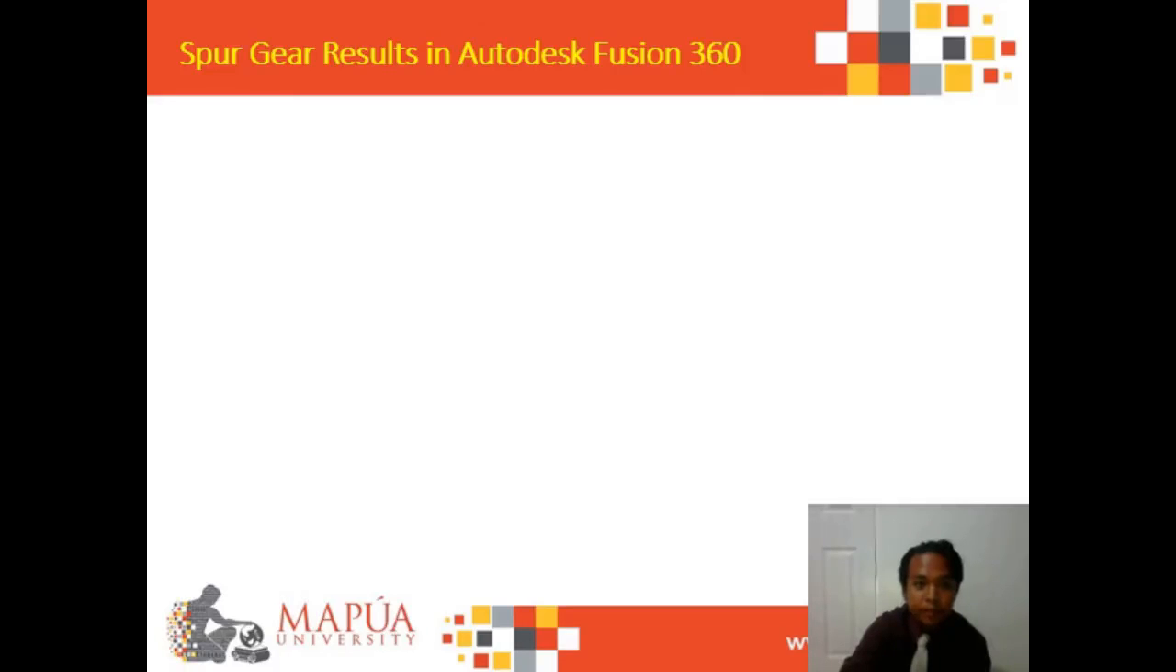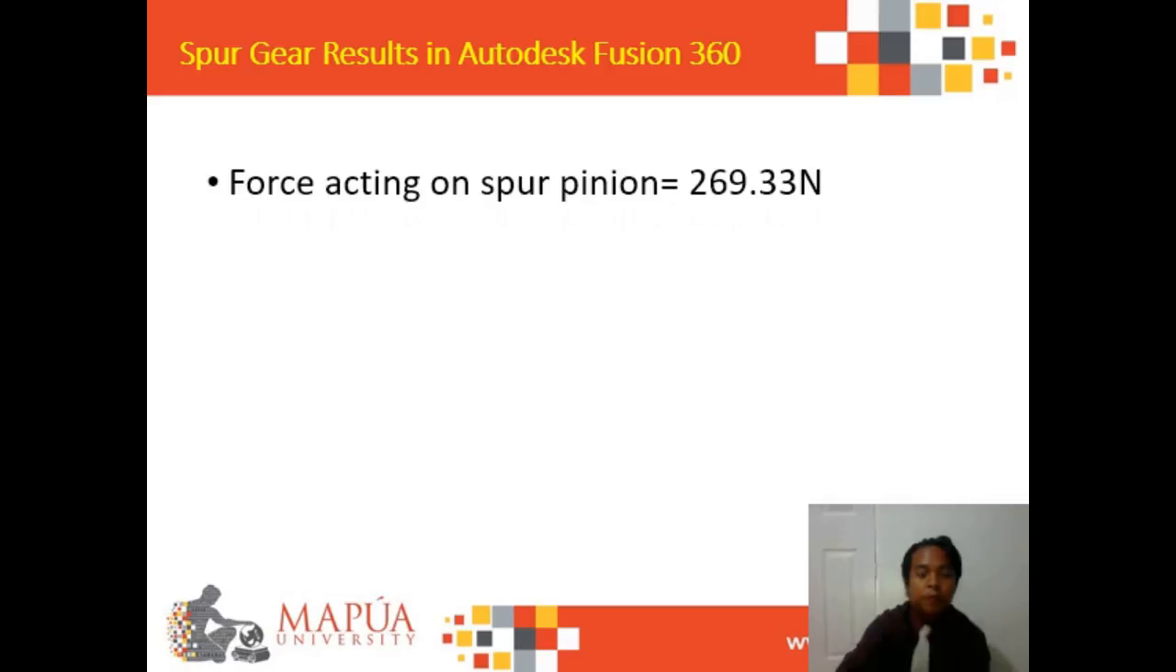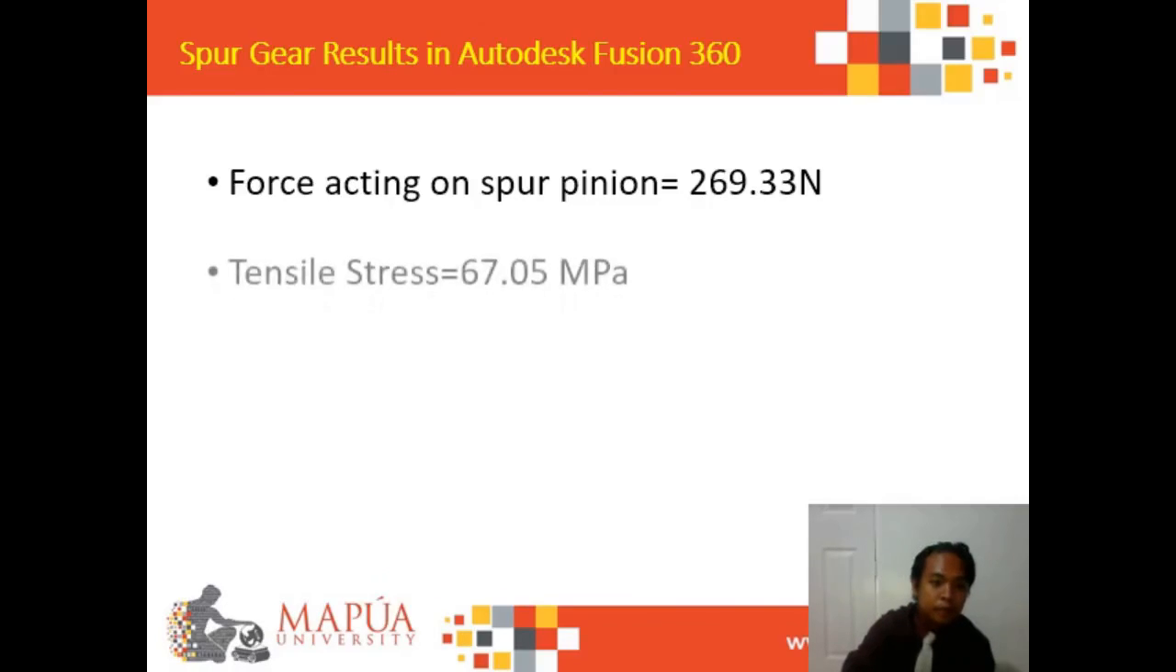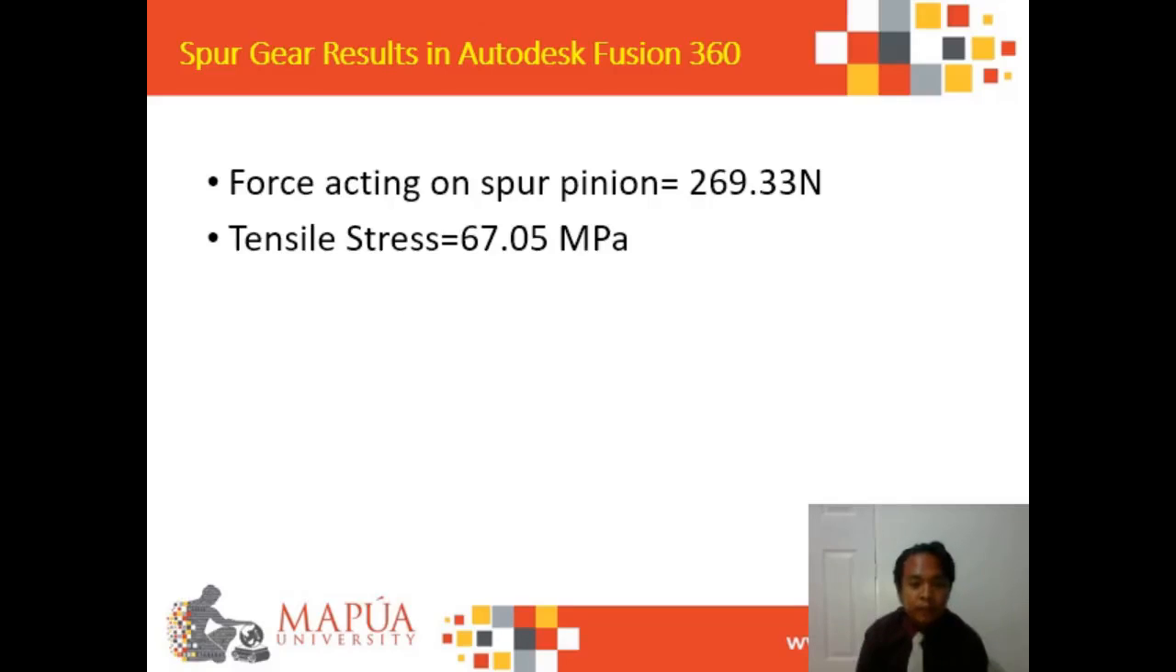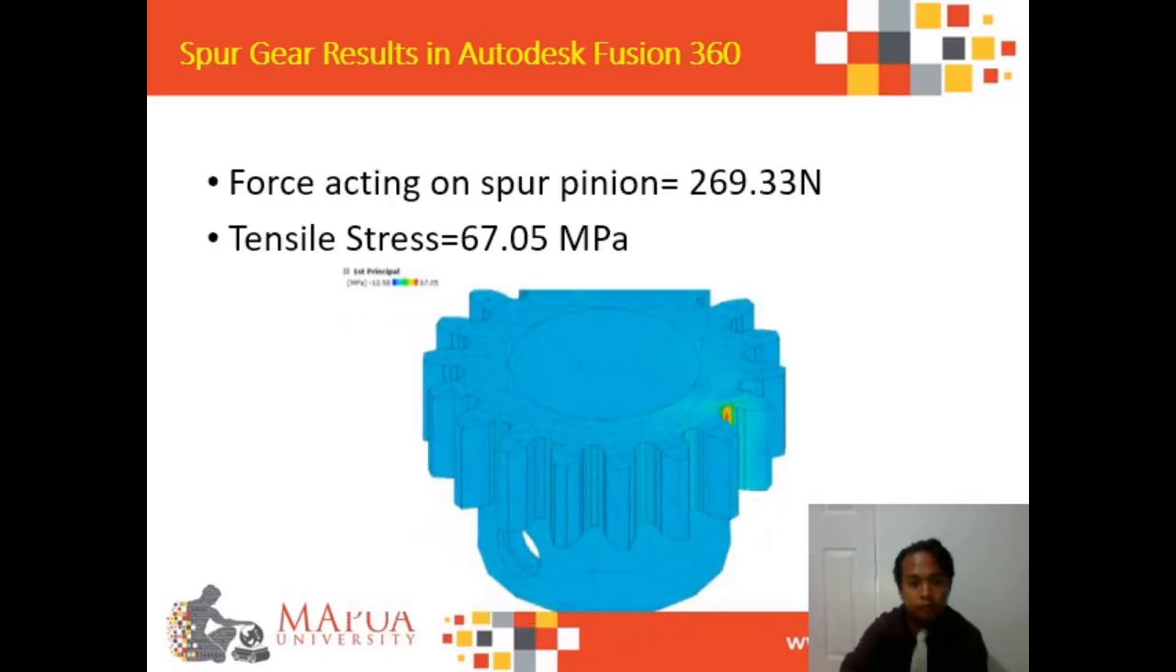So for the spur gear results in Autodesk Fusion 360, we got a force acting on the spur pinion of 269.33 newtons, and a tensile stress of 67.05 megapascals. This is for the stress applied, which is at the base of the tooth.